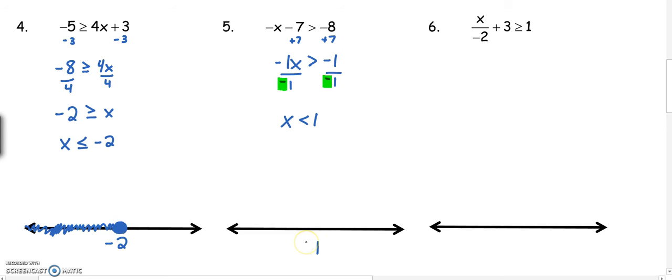So at 1, I'm going to put my number on my number line. Above 1 gets an open circle, and again I shade to the left because it's a less than sign.